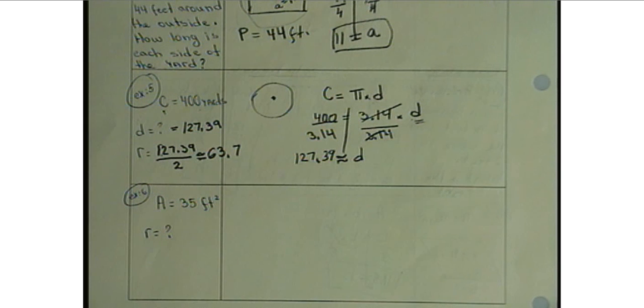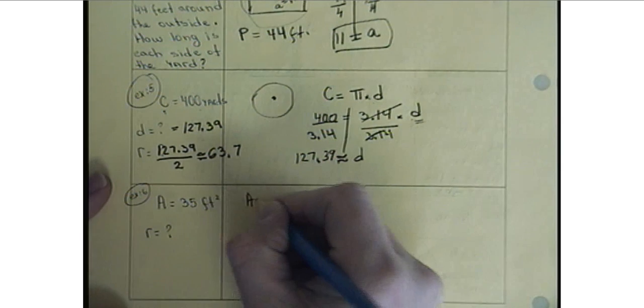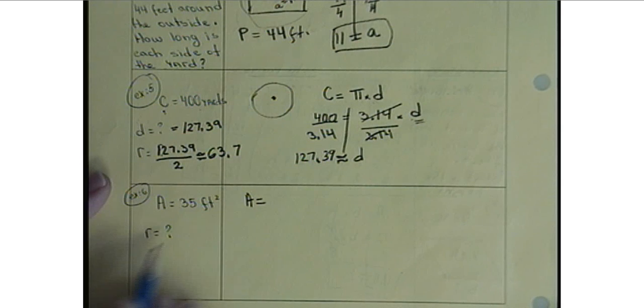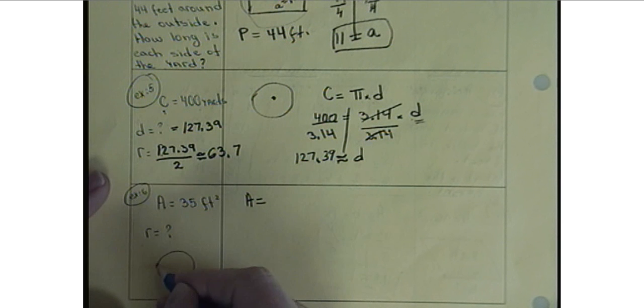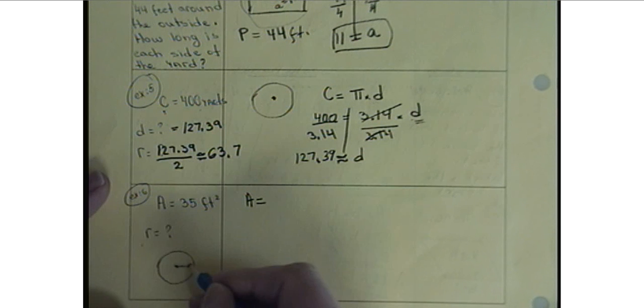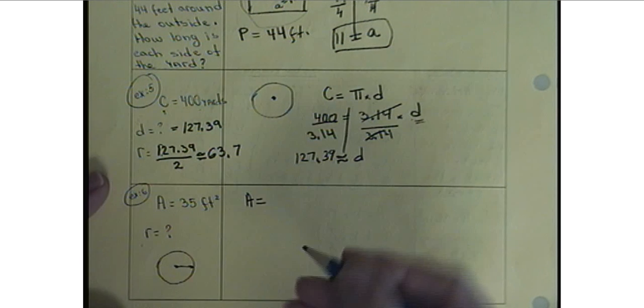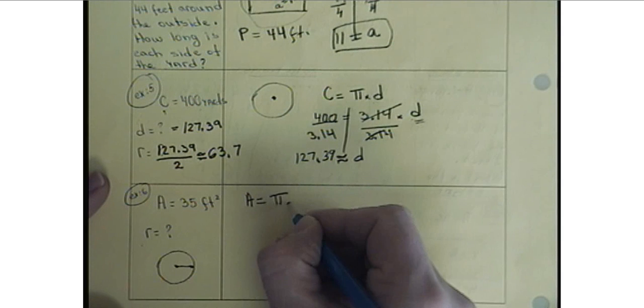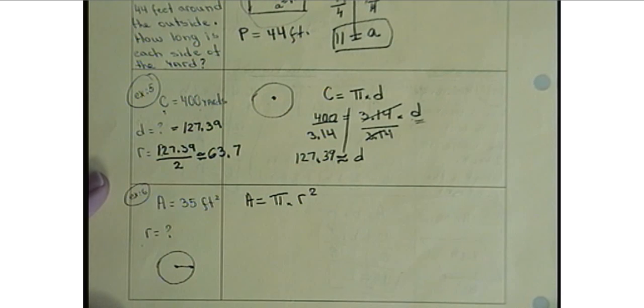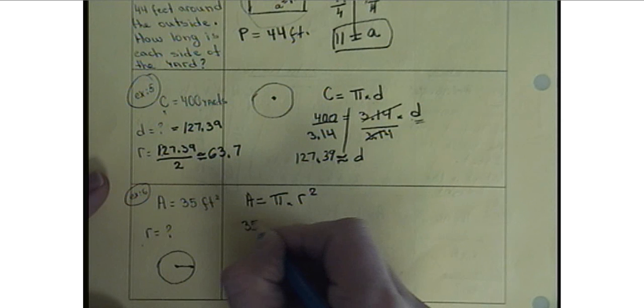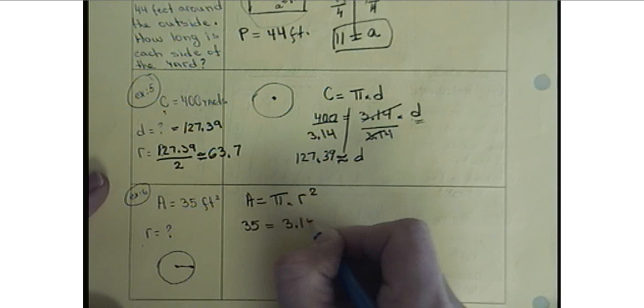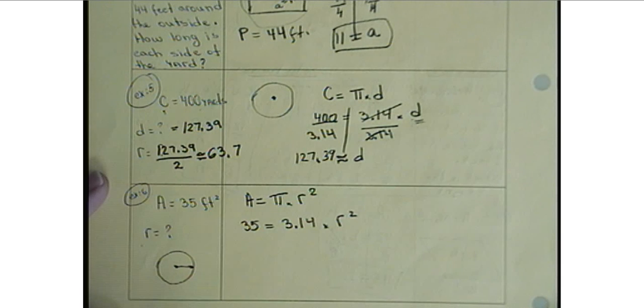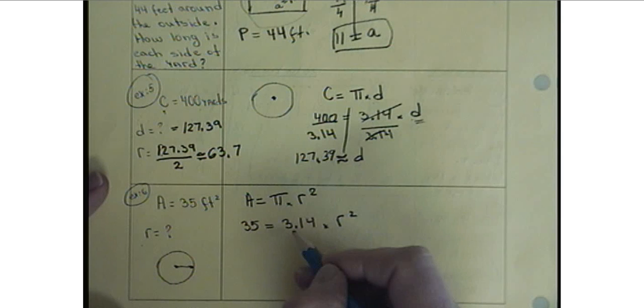The last example that I'm going through is A equals 35 feet square. So the area is equal to 35 feet square. If we're looking for the radius, that's only when we talk about circles, right? So you know that this should be the area formula for a circle, and the area formula for a circle is pi r square. The area is 35 equals 3.14 times r square. So now I want you to solve the equation.